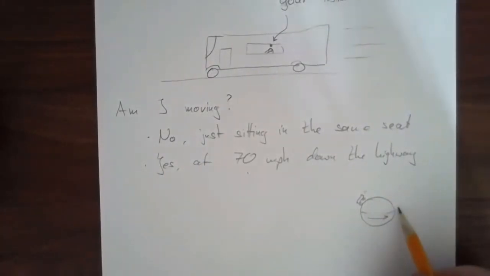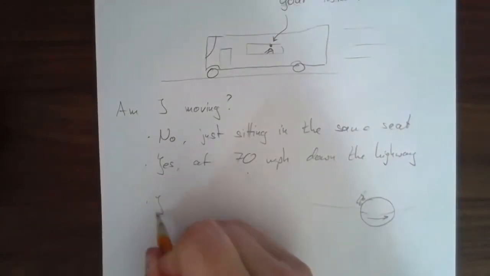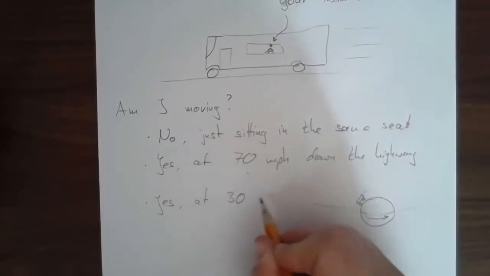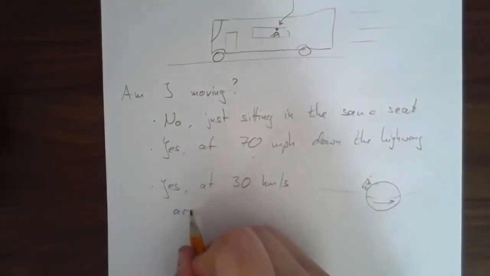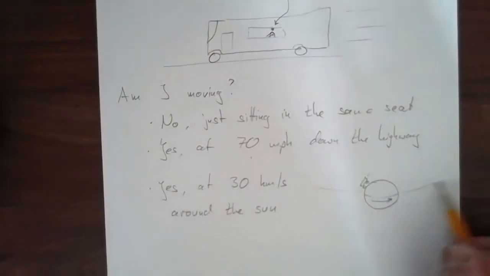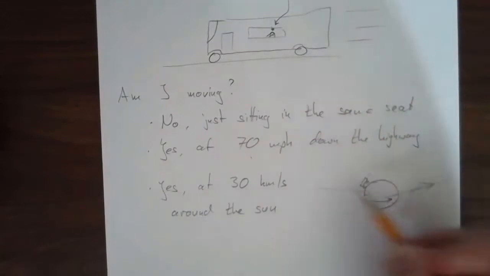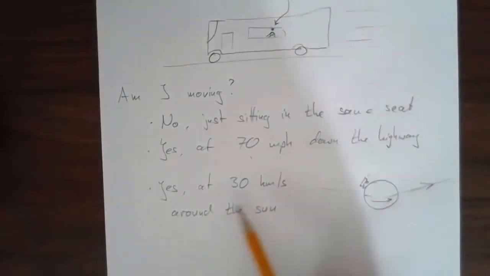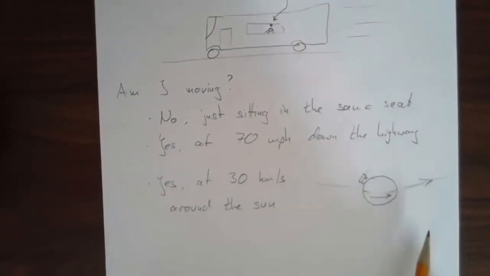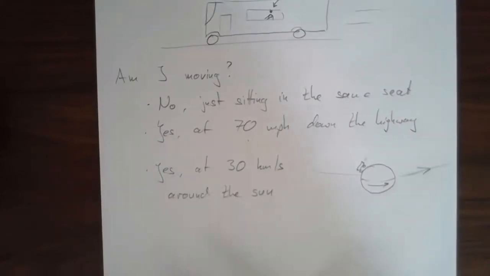But not only that, the Earth is also going in a big giant circle around the Sun, if I zoom out further. And then I might say something like, yes, at 30 kilometers per second around the Sun. Because the Earth as a whole is traveling in its orbit around the Sun. And if you do the math, or look it up, it's about 30 kilometers a second, or a little bit under 20 miles per second. So this is very fast.